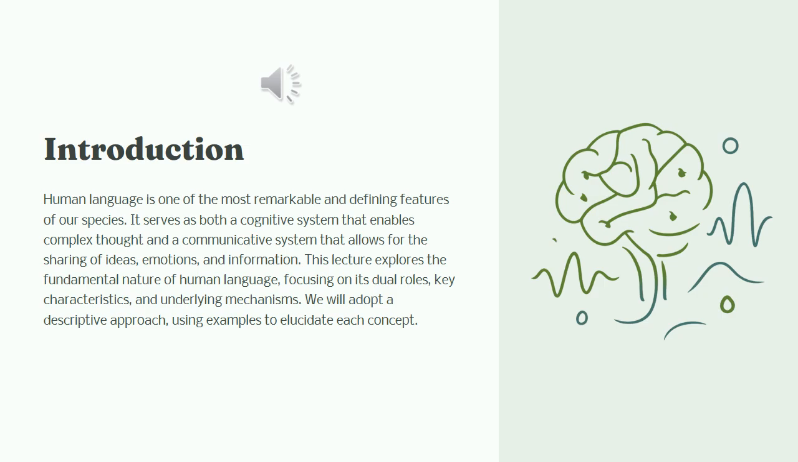Introduction. Human language is one of the most remarkable and defining features of our species. It serves as both a cognitive system that enables complex thoughts and a communicative system that allows for the sharing of ideas, emotions, and information. This lecture explores the fundamental nature of human language, focusing on its dual roles, key characteristics, and underlying mechanisms. We will adopt a descriptive approach, using an example to elucidate each concept.